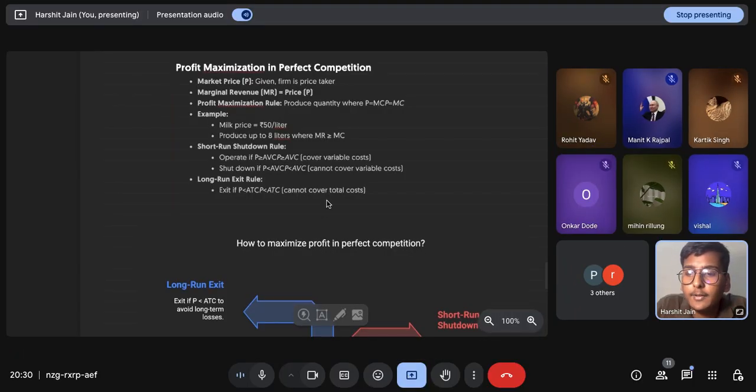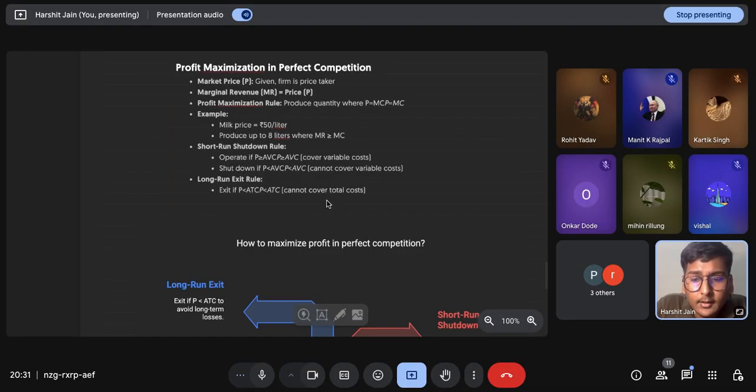Now the profit maximization. In a perfectly competitive market, the price is given. Firms are price takers. This means marginal revenue equals price. To get maximum profit, a firm should produce where price equals marginal cost.